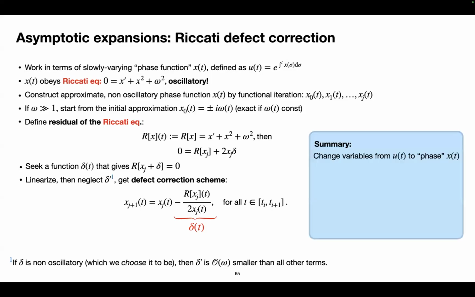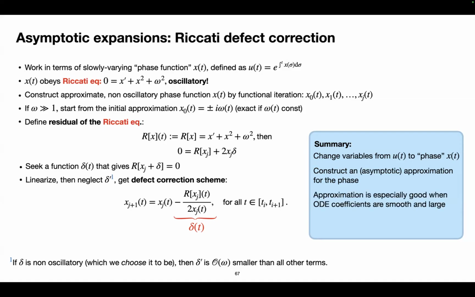So this was a pretty technical slide, so let me just go over it once again. What I did is I changed variables from my original differential equation to something that's hopefully slowly varying, which I call the phase x of t. And now I basically constructed a functional approximation for this function x. And it turns out that this approximation is especially good when the coefficients of my ODE are slowly varying or are smooth. And this is basically what allows for large step sizes.